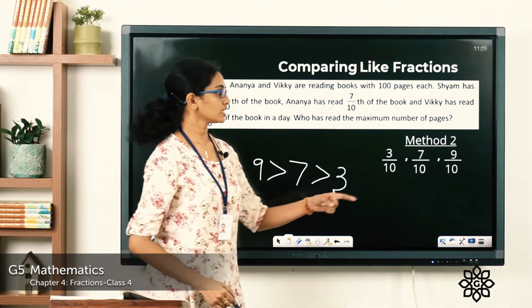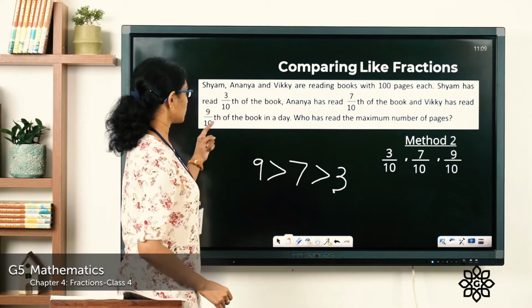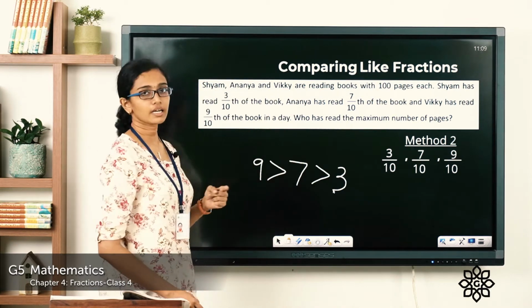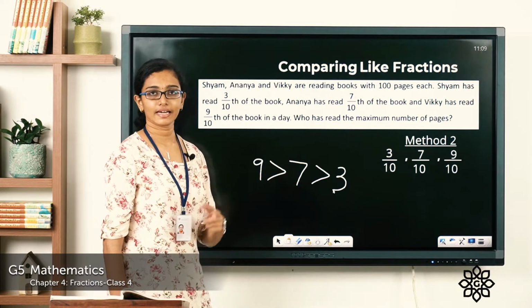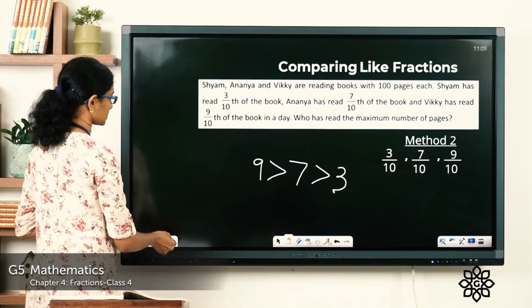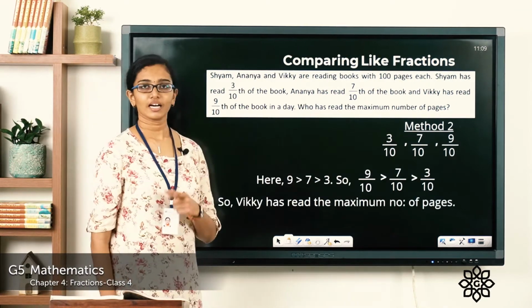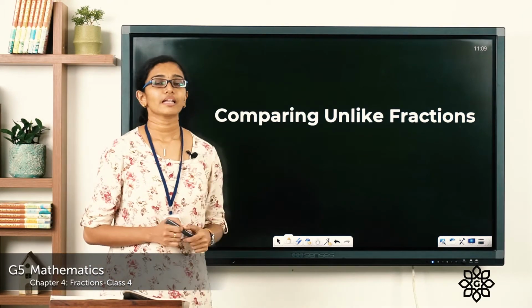So which is the greater fraction? 9 by 10 is the greater fraction. So Vicky was the one who read 9 by 10 of the book. So from this we can directly say Vicky is the one who read the more number of pages. So this is another method. I hope you are clear with this. That was about like fractions.